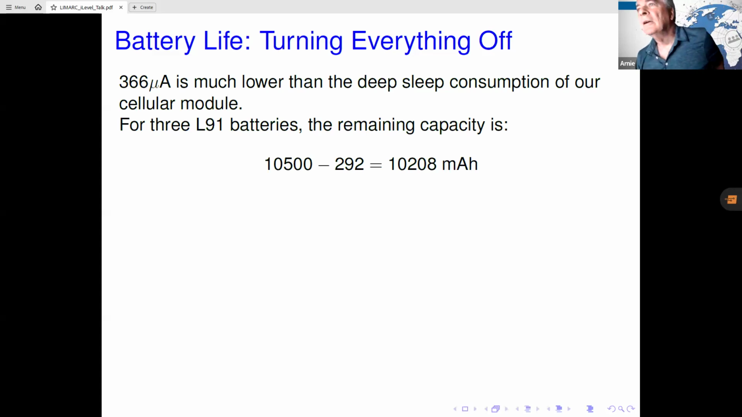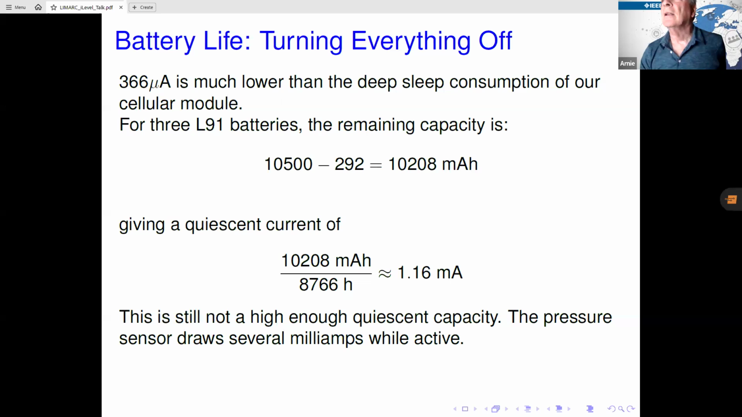So we went to 3 batteries to give us 10,000 milliamp hours. And that gave us a quiescent current of 1.16 milliamps. But still not enough, because the pressure sensor draws several milliamps while it's active. Even if you're active for just a few milliseconds, it turns out you need at least 2 or 3 milliseconds for the pressure sensor to have a stable output. So you're still drawing about 1.6 milliamps while you're taking a measurement.